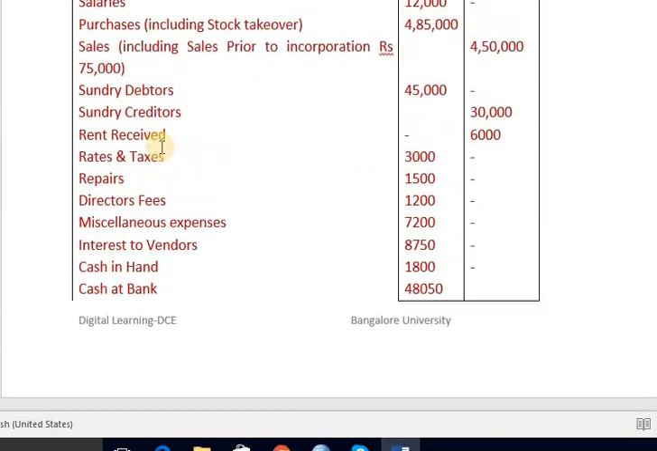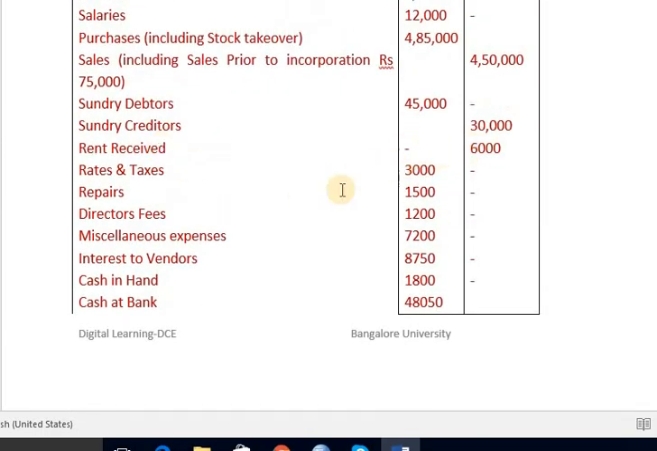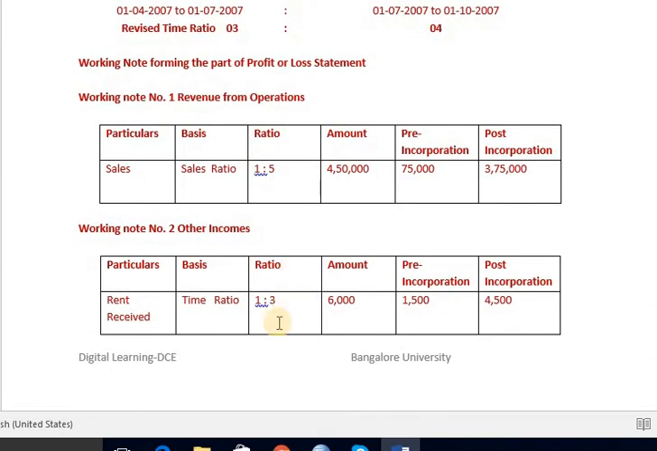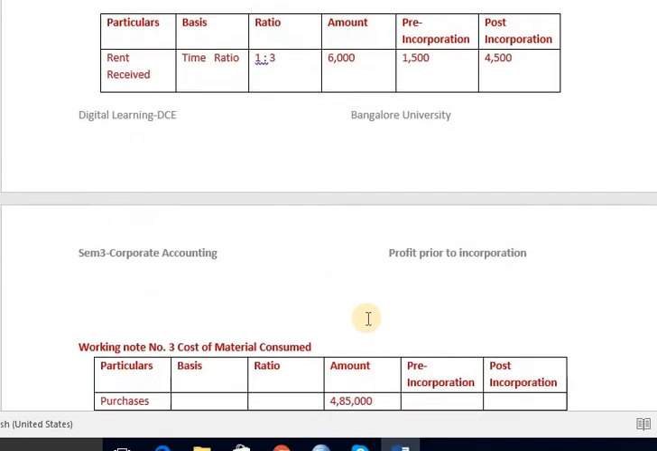Then in the other incomes we are having rent received. Please go to the problem. So in the other incomes we are having rent received 6,000. This rent received 6,000 should be apportioned based on the time ratio, that is 6,000 into 1/4 and 6,000 into 3/4.